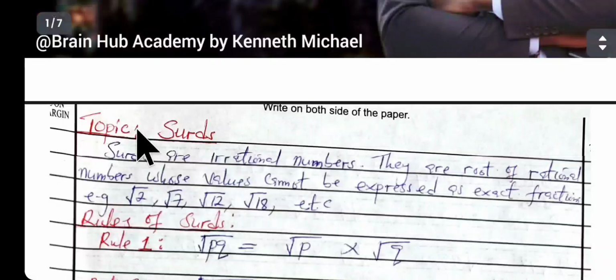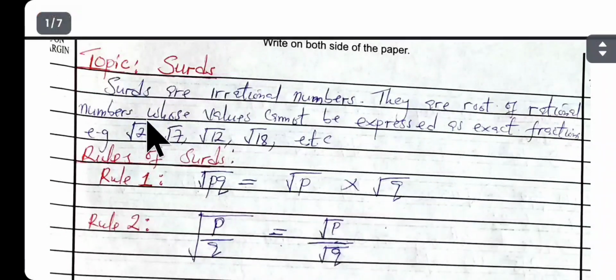Let's get into the work. The topic is Surd. Now, what is Surd? Surds are irrational numbers. They are roots of rational numbers whose value cannot be expressed as exact fractions. E.g., we have root 2, root 7, root 12, root 18, etc. These are surds. So surds are irrational numbers. They are numbers that cannot be rationalized.